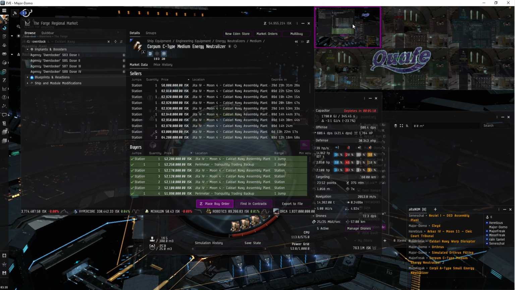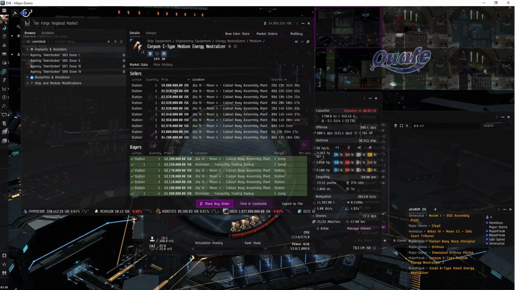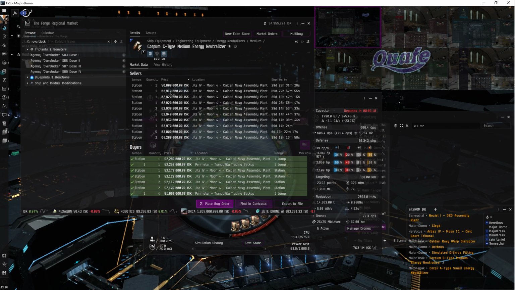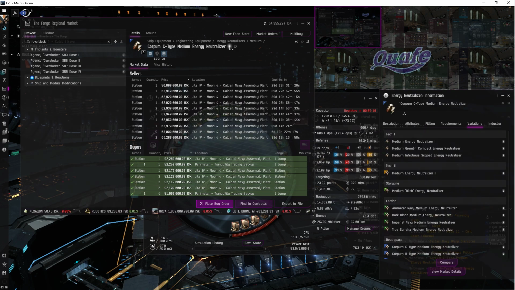Oh yeah, and price check. I should have checked before I bought it. Most energy stuff is cheaper in Domain. Check this out. Oh boy. So yeah, Corpum C-type 53. Typically Corpum C-type in Jita is 62. Yeah, ouch. I'm gonna cringe.